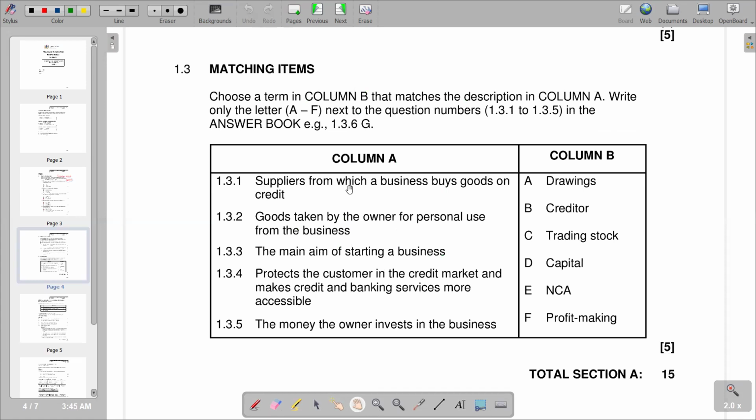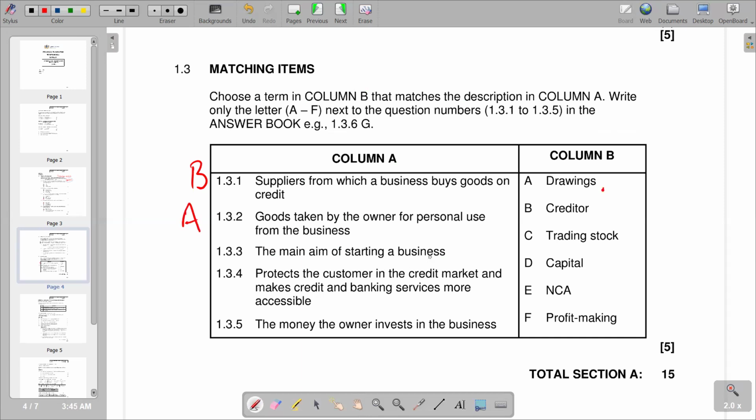So on the first part, suppliers for which a business buys goods on credit. Obviously, that's a creditor. When you buy goods on credit, the people or business that you are buying from on credit becomes a creditor. So 1.3.1, we have got B as the response. Then 1.3.2, goods taken by the owner for personal use from the business. We know that these are drawings. We have drawings here. A.